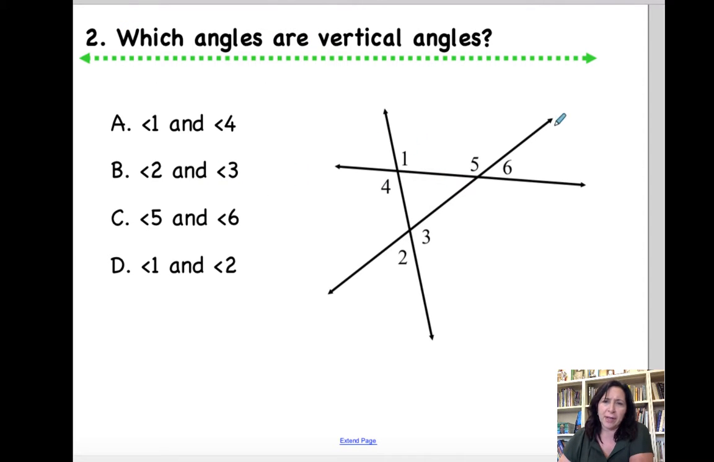Which angles are vertical angles? Angles are vertical angles if they are across from each other, like angle 1, which is congruent to angle 4. Those are called vertical angles, so that would just be A. These two angles also are vertical here, but they don't have any numbers on them.